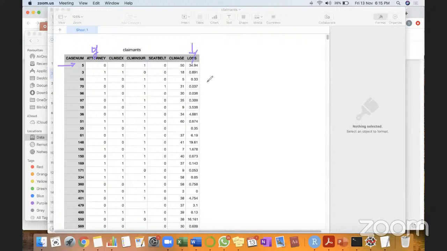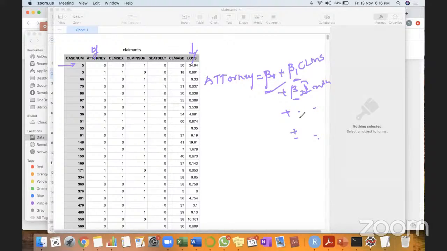Now the regression equation that we are expecting here is: attorney, so y is equal to beta naught plus beta 1 times claimant sex, plus beta 2 times insurance, plus beta 3, like that. So we have all the variables. Using this data set, we are going to estimate these betas. Once we have got these values, we plug them into this regression equation and use it for prediction purposes. Once you build this regression equation, how are we expecting to use it?